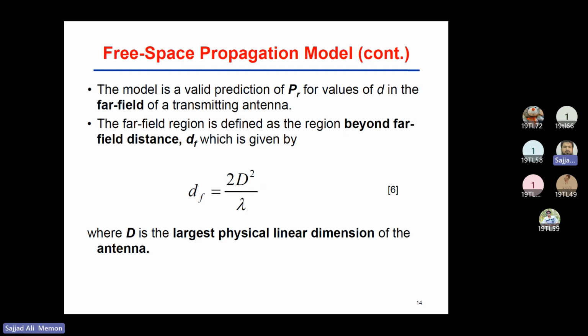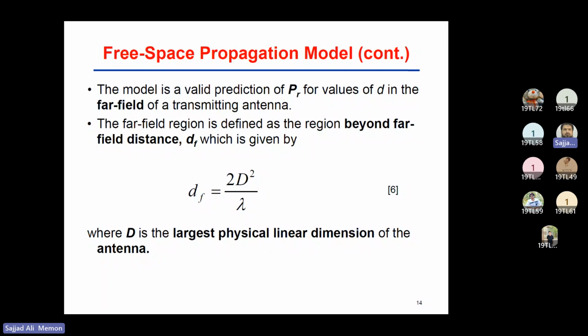This model is a valid prediction of received power for values of d in the far field of a transmitting antenna. That means there should be some distance between the transmitter and the point where you are calculating the power; it should be in the far field of the transmitting antenna. The far field region is defined as the region beyond the far field distance DF, which is given by the formula of equation 6, that is 2 d square by lambda, where d is the largest physical linear dimension of the antenna. So this far field distance factor depends on the physical antenna dimensions. Here you take the largest physical linear dimension, square it, and divide by lambda.